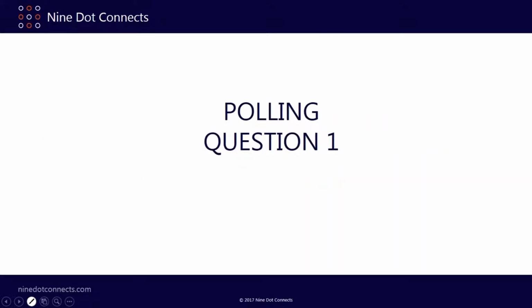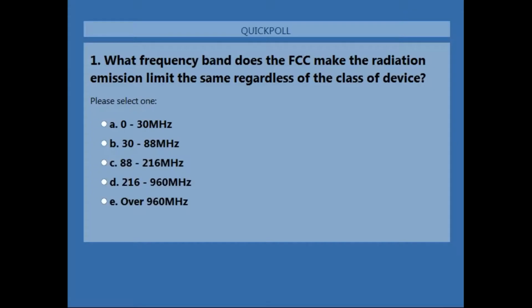So the first polling question that we have is, if you don't mind, I'd like to ask you the following question. About what frequency band does the FCC make the radiation emissions limit the same regardless of the class of device? And by the way, if you're new to this type of system, all you got to do is make your selection, and I give you about 10 seconds or so to make your selection.